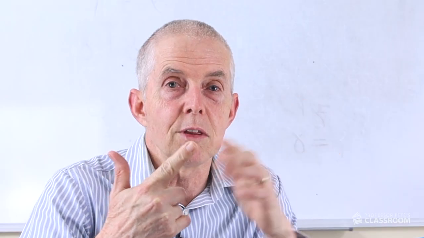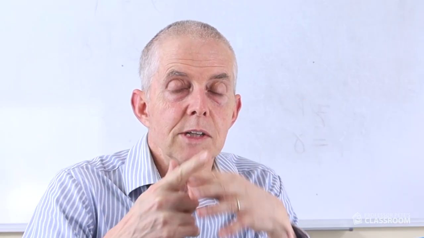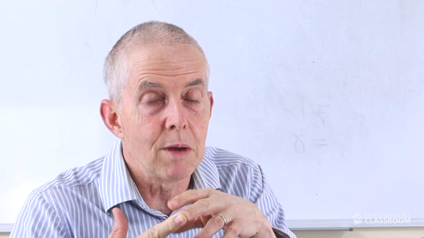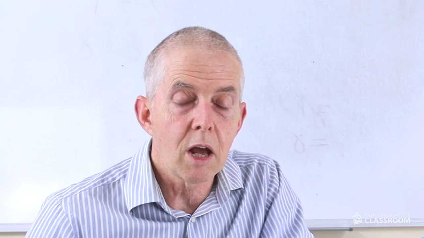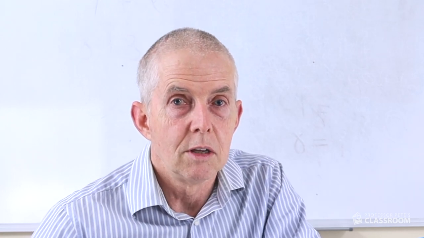Because this is the seventh finger, and 35 is the seventh multiple of 5, using the pattern that we've memorized, now we can find the answer's 35. What a load of nonsense.